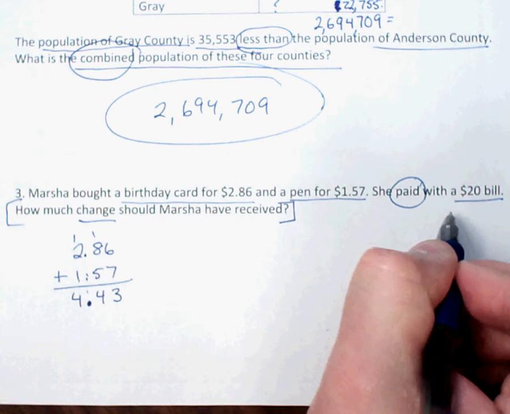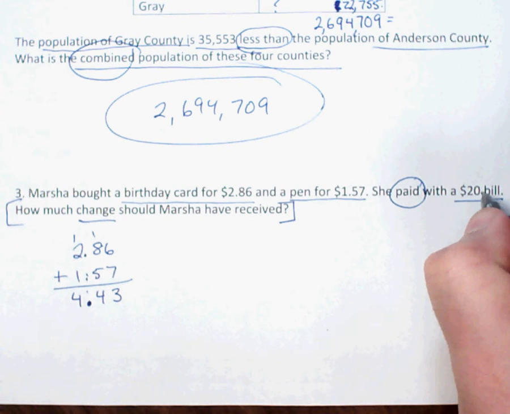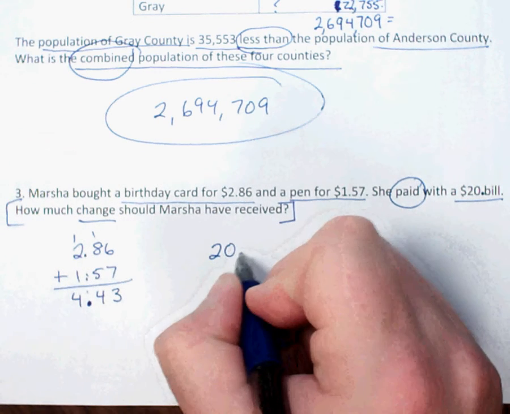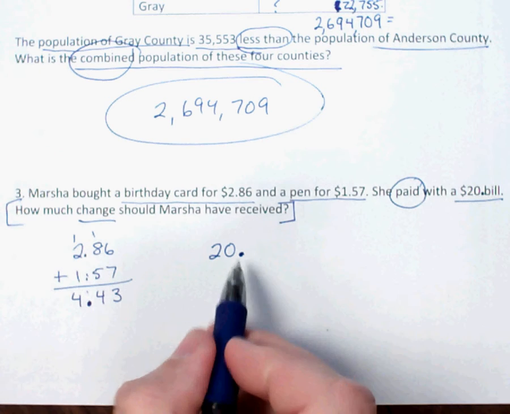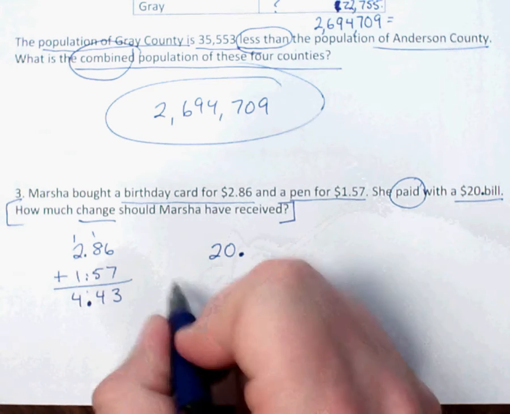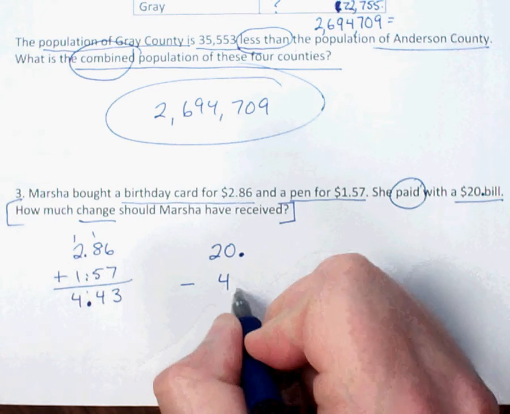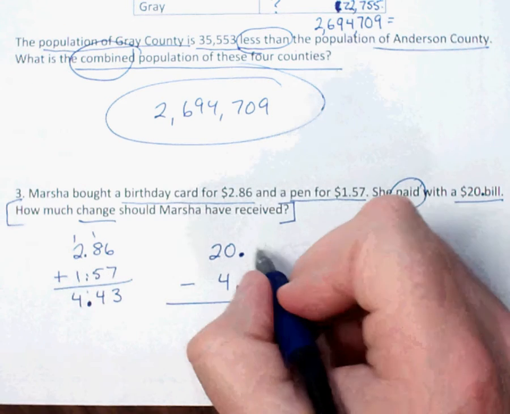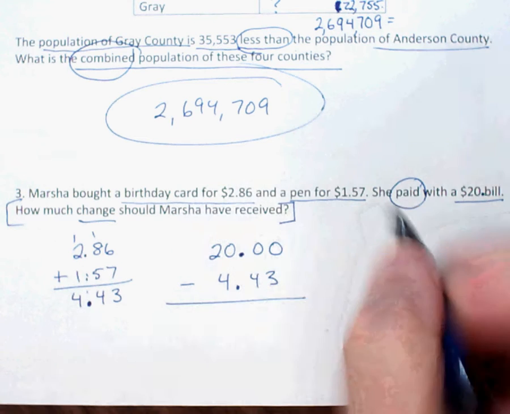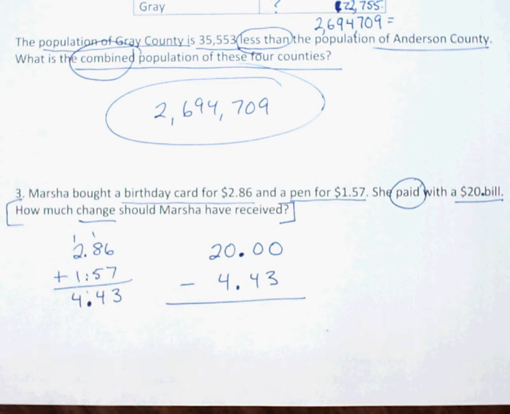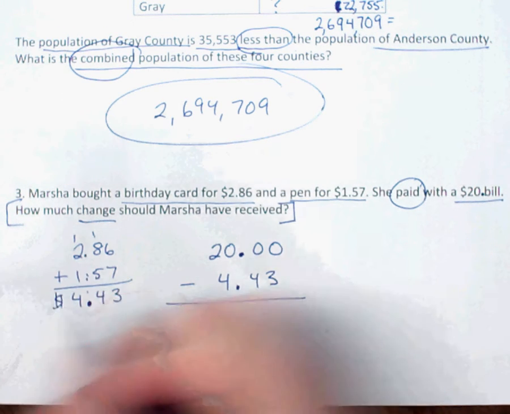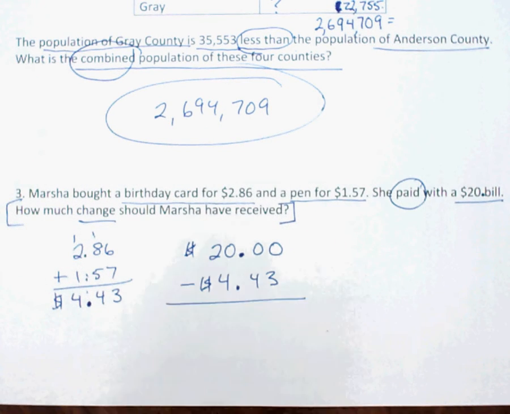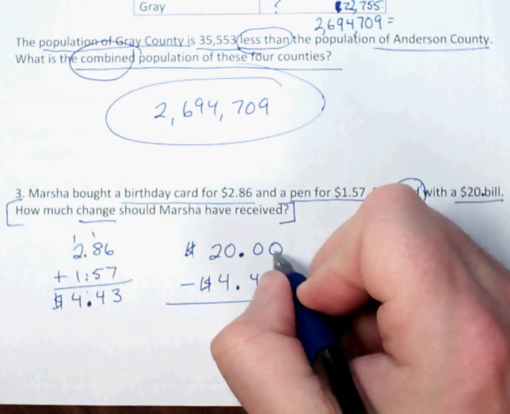She paid with a $20 bill. Remember, that decimal is hiding over there. So when I set up my subtraction to figure out how much change she had, I'm going to need to remember to put my decimal at the end of that 20. Spent $4.43. I need to write those two zeros in just to help me with the computation, and then I can complete the problem. And this is all money, so it's not wrong at all to put those dollar signs in there just so you have it labeled. All right, do my regrouping here.